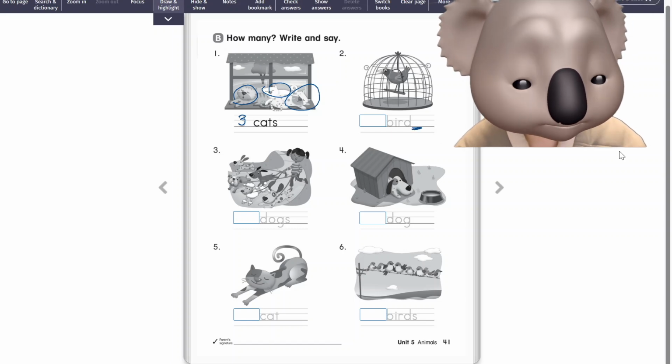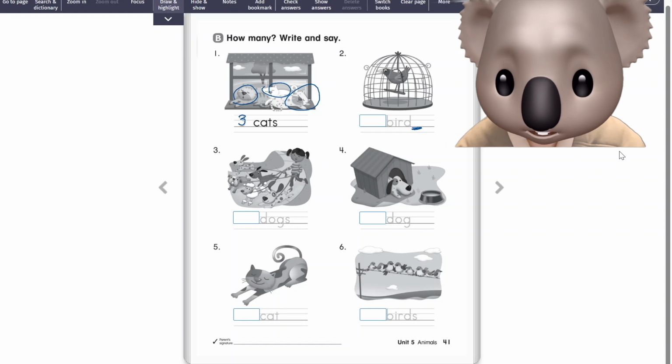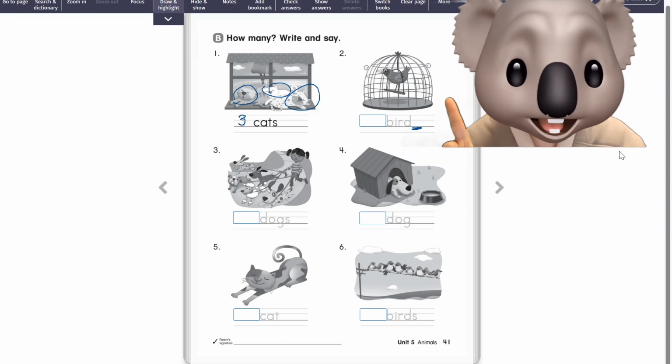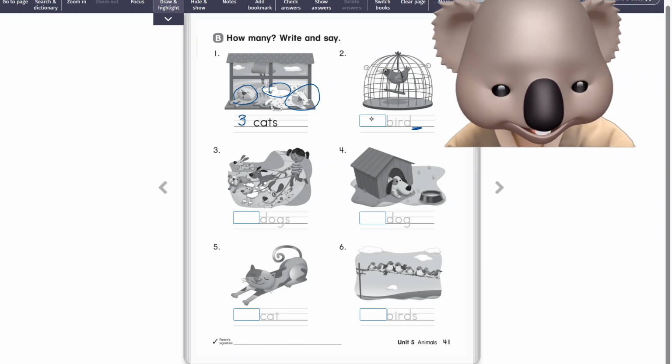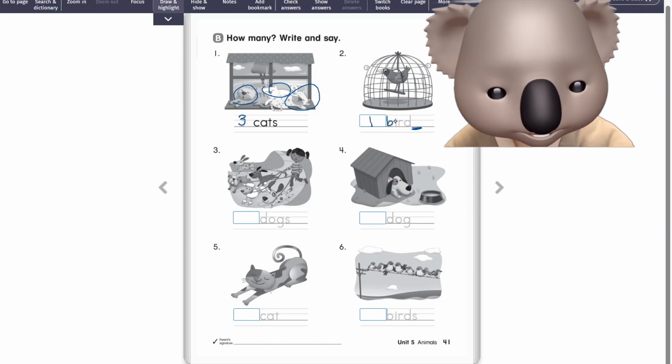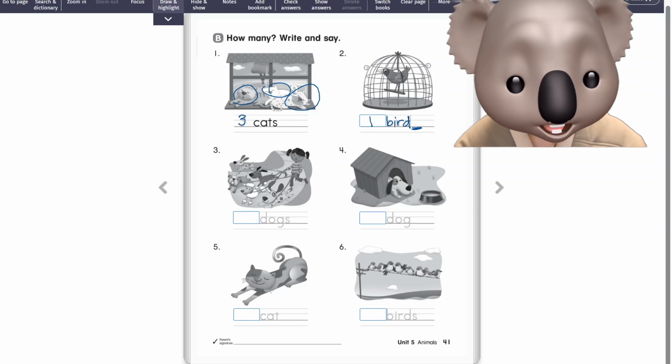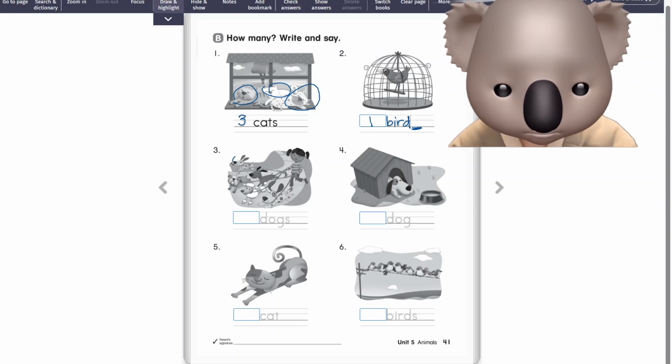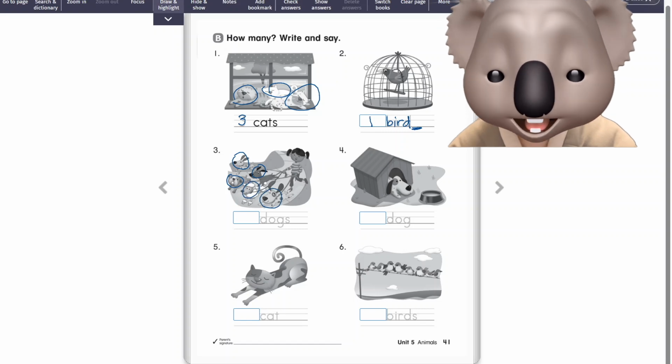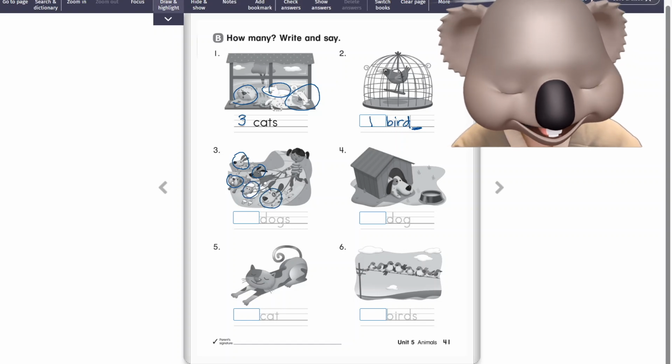여기에 S가 없잖아요. 그러면 무조건 하나. One bird. 1, B-I-R-D. In number 3, how many dogs? 1, 2, 3, 4, 5 dogs.